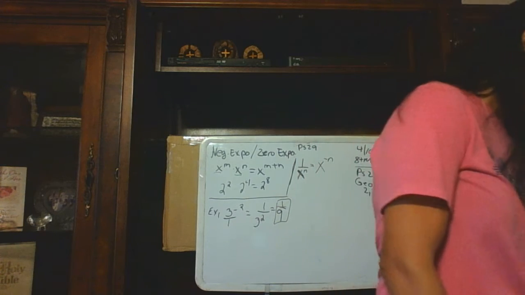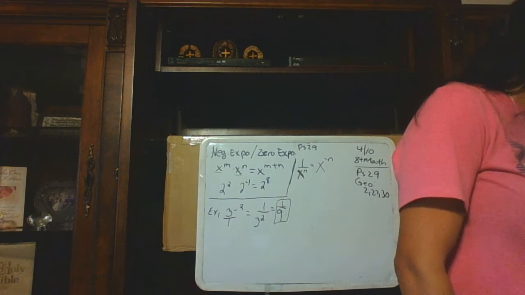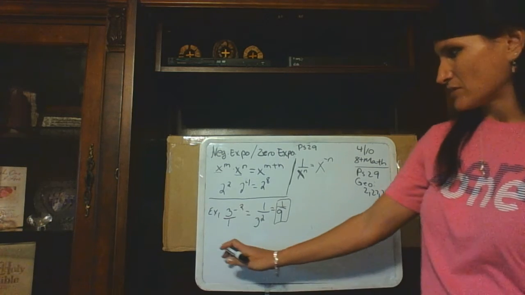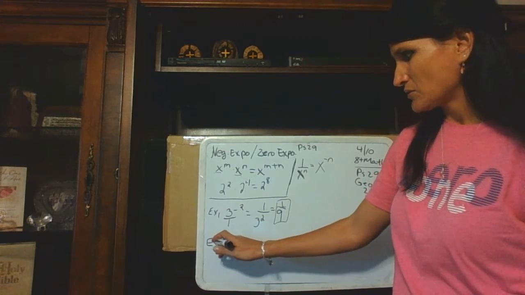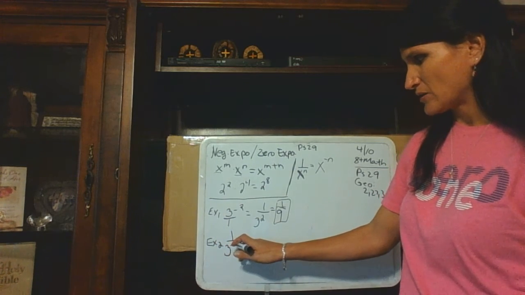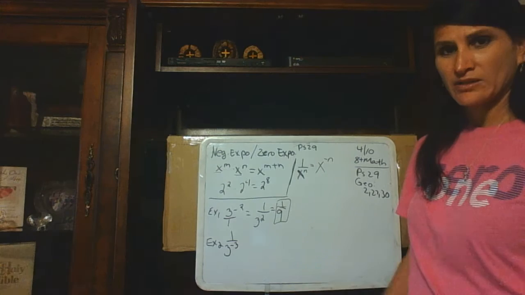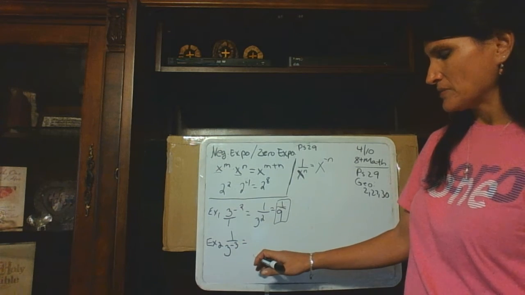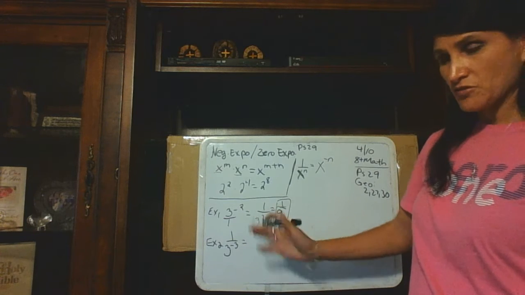Okay? Let's look at another example. The next one, example 2, says 1 over 3 to the negative 3rd power. Again, I don't want to leave it with a negative exponent, so I'm going to simplify it by writing its reciprocal. Now, a reciprocal is just you flip the fraction.